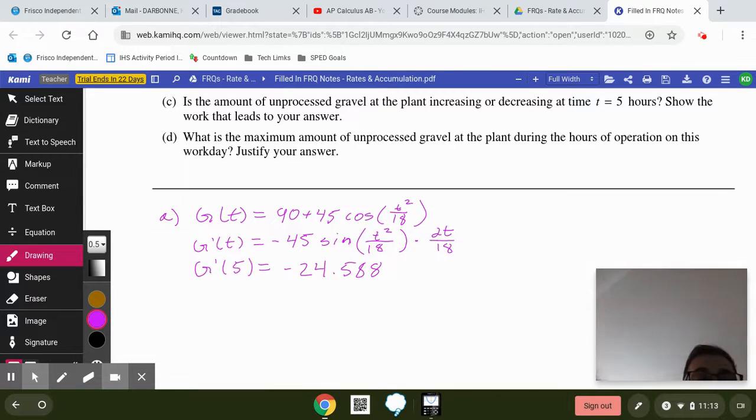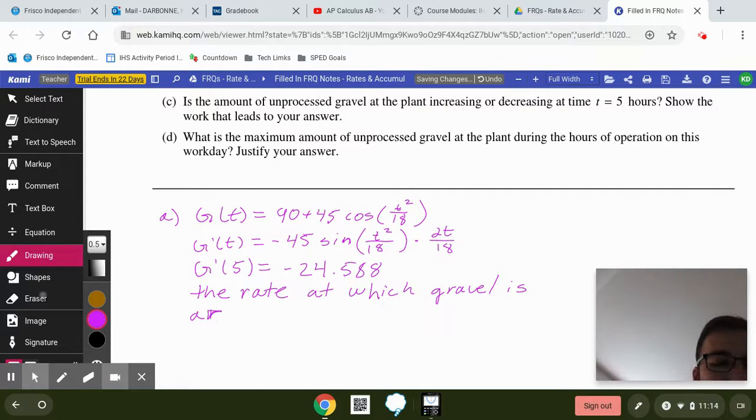Okay, so negative 24.588 would be the rate at which gravel is arriving, so the rate at which gravel is arriving is decreasing at t equals 5 hours.